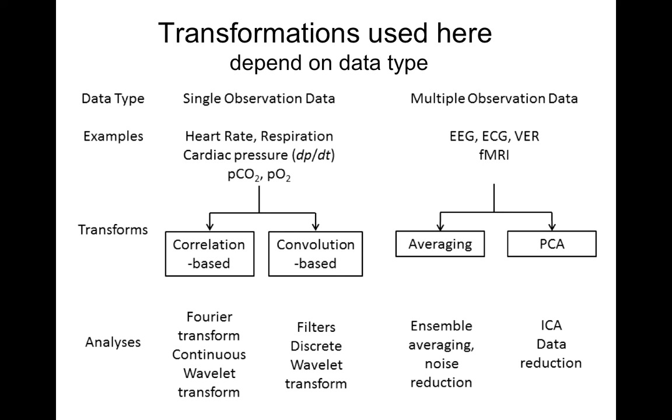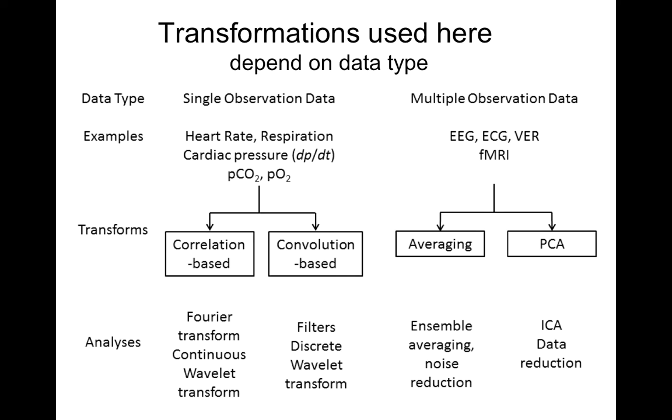The other example would be multiple observation data. In this case, you often have many channels, or in the case, for example, of functional MRI, you would have many pixels or volumes of interest within the brain that you're monitoring as a function of time. So you may have 256 or more channels that you're observing simultaneously. So the basic transform that's used depends on which kind of data observation, and sometimes these overlap.